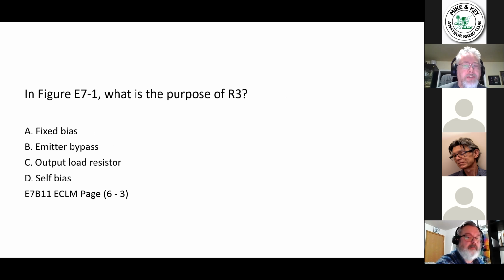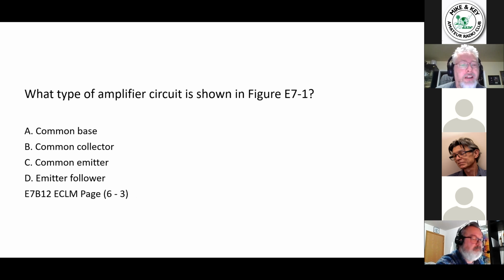So, the purpose of R3 in figure 7-1, which I didn't get on that one either, is for the self bias, and that's in page 6-3. And the last one, what type of amplifier circuit is shown in E7-1? That is the common emitter.